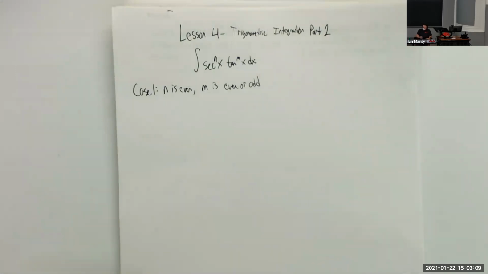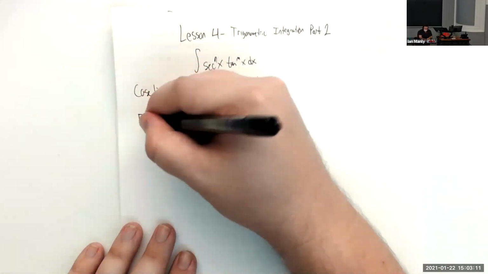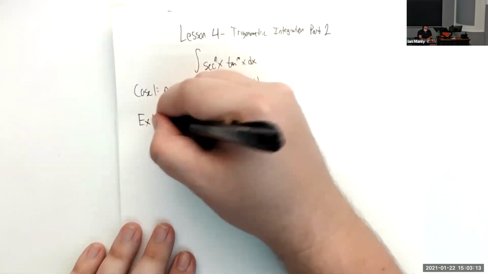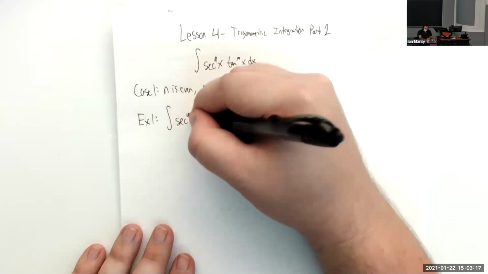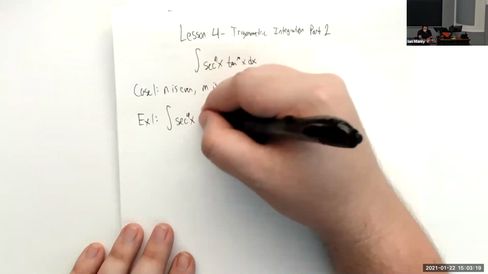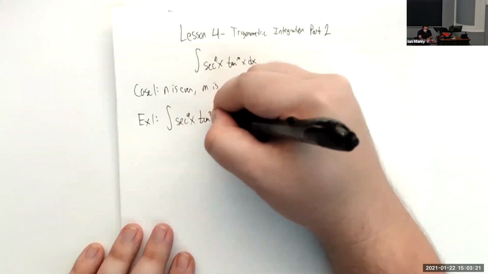All right. So let's take a look here at an example that uses this case. Example 1. Let's do the integral of secant to the 4th times tangent cubed.